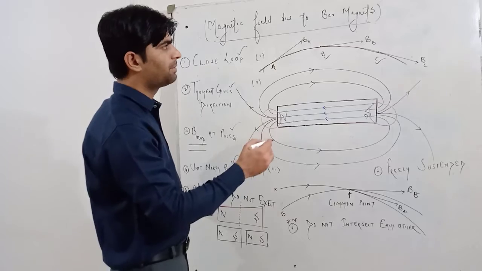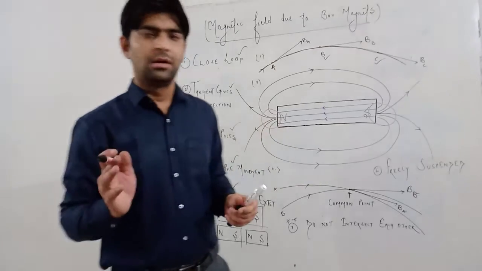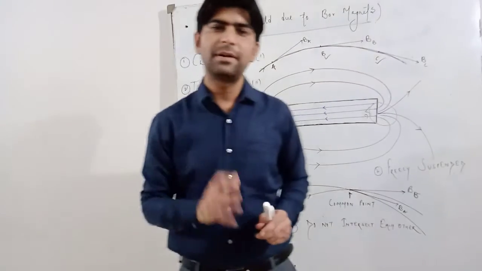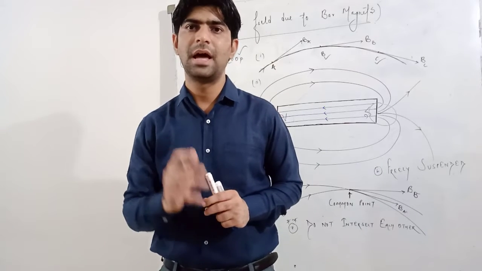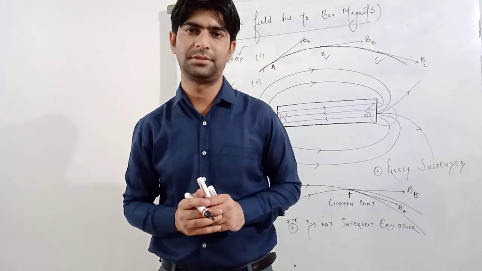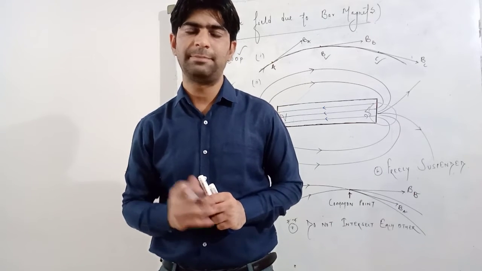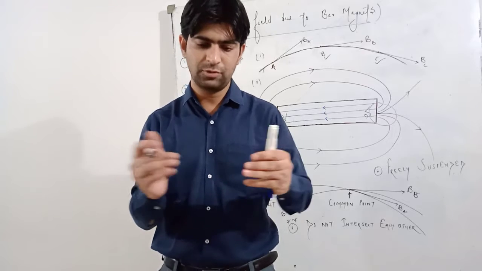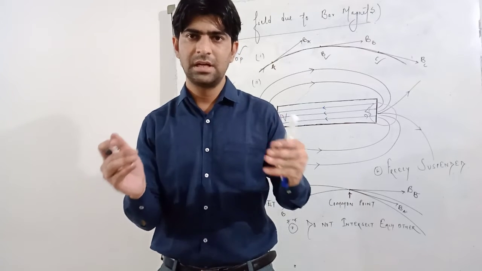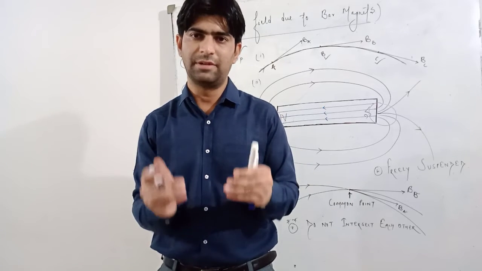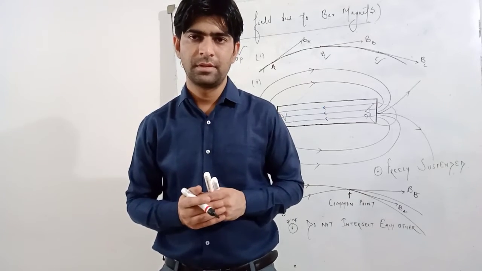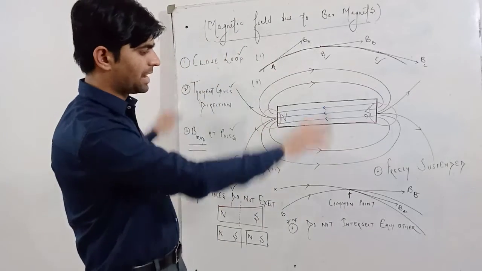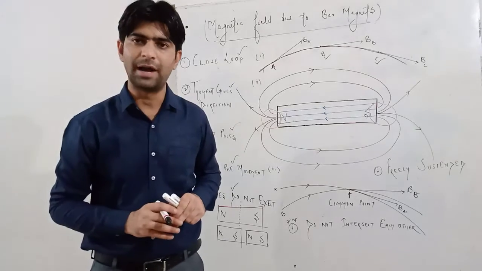And property number 8, which I have not written here, is that like poles repel each other and unlike poles attract each other. That means if we keep north-north together, they will repel each other. South-south, if we keep together, they will repel each other. North-south will attract each other. So this is all about the magnetic field properties due to a bar magnet.